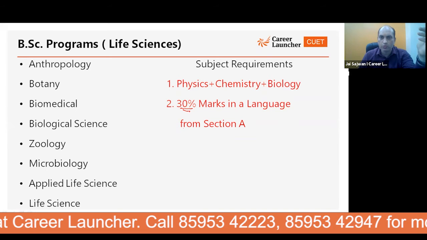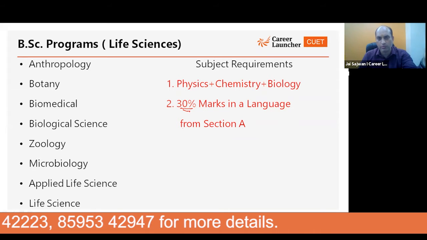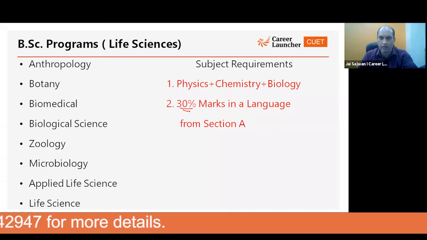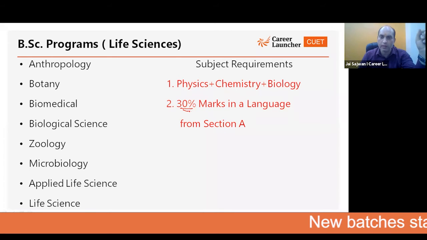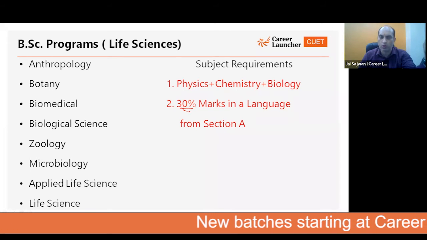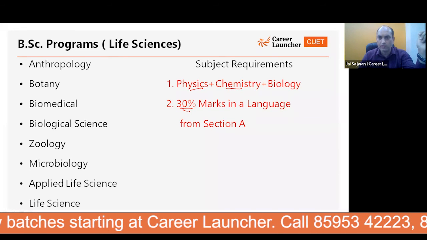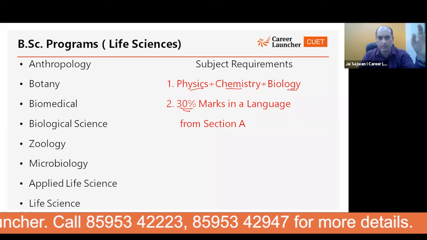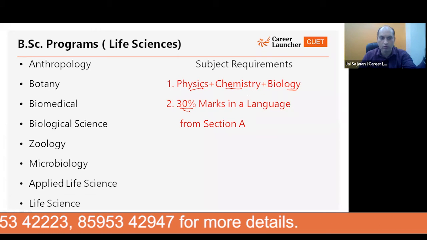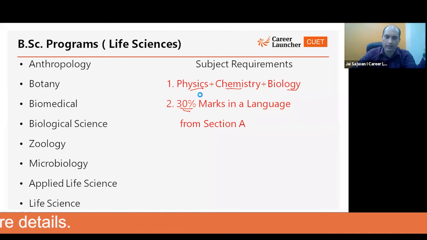So whatever language you are choosing, it is not necessary that you choose English, you can choose Hindi, you can choose Maithili, you can choose Kannada, Telugu, any of the languages which are given there in section A of CUET, you can choose one of the languages there and 30% is the marks that you need to score. Of course, those marks will not be considered when the final scoring happens. For that it is physics, chemistry, bio. So if you are planning to apply for a BSc program from life sciences, whether it is botany, zoology, applied life sciences, this is the minimum criteria.